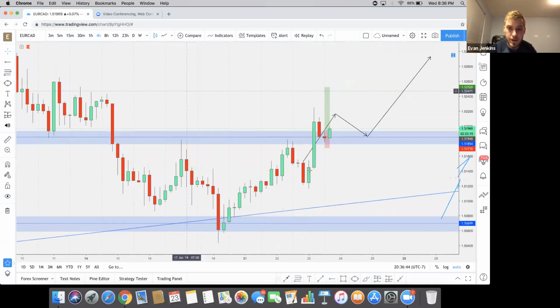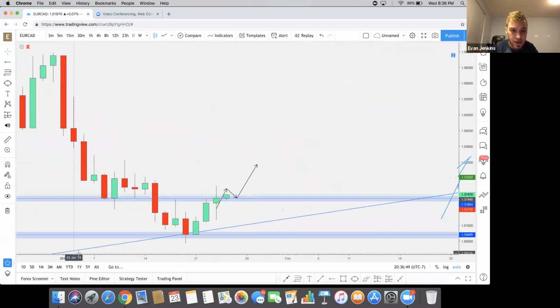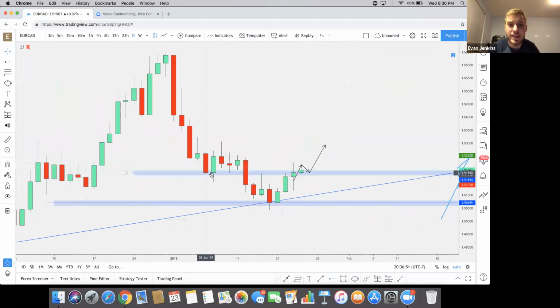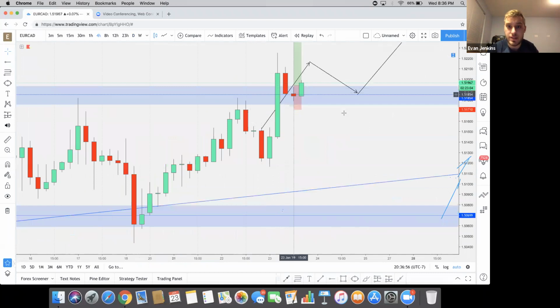The other confirmation that I have for this, if we step out to the daily, here's a daily floor right here, this daily zone, and this has actually been broken and retested as well too.